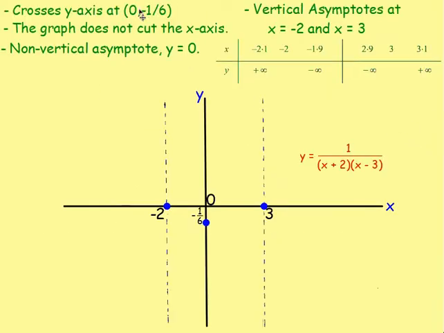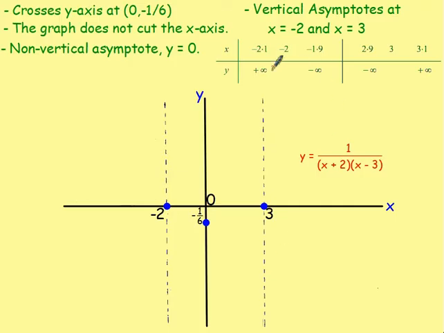Once you've done that, take all the information that you have gathered. You find where it crosses the y-axis. We've just found it doesn't cross the x-axis. We know our non-vertical asymptote and we know our vertical asymptotes, and then you need to graph it. So draw your x and your y-axis, mark on those points that you just found, and then I always like to start with the asymptotes.